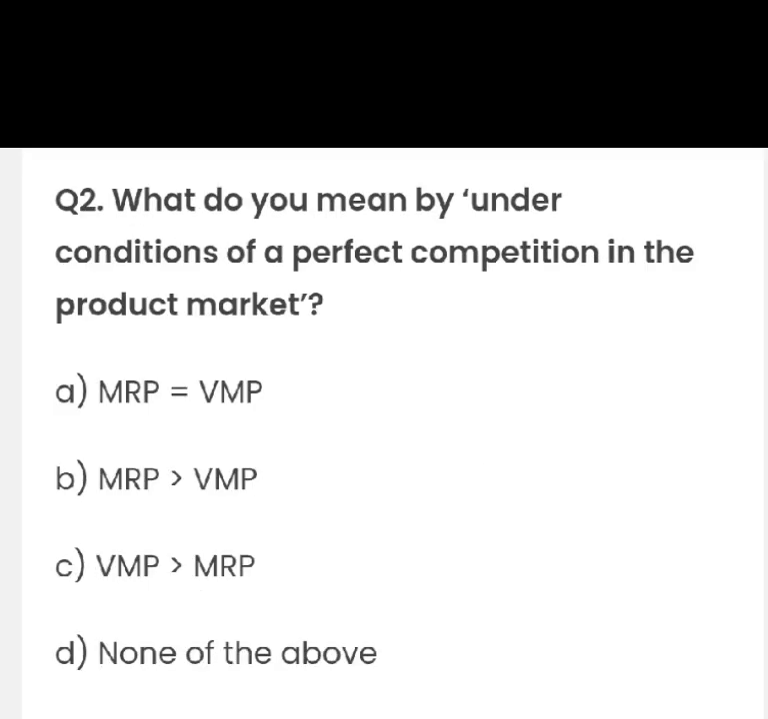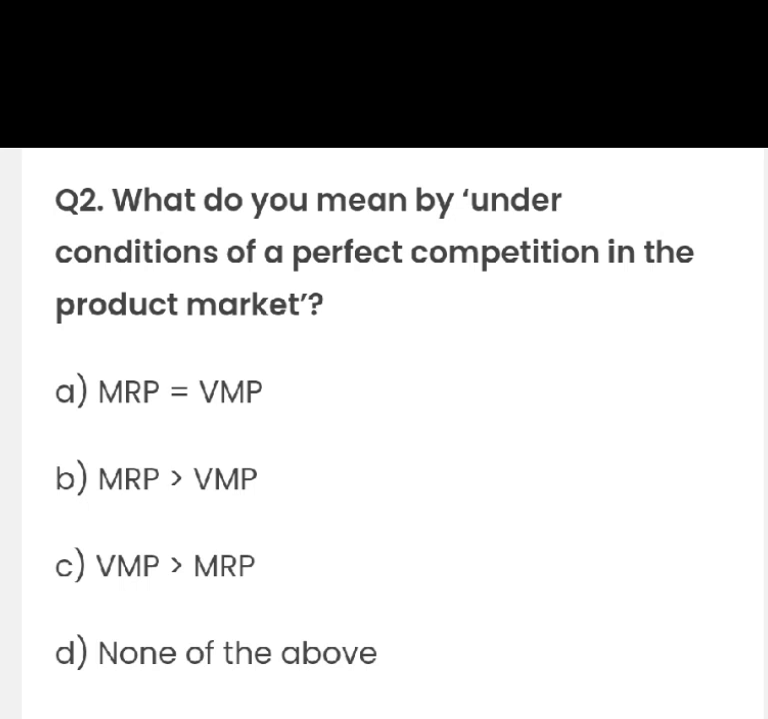Question number 2 is given here. What do you mean by under condition of a perfect competition in the product market? That means in the product market, what is the criteria of perfect competition? So here 4 options are given. Option A, marginal revenue product is equal to value of marginal product. Option B, marginal revenue product is greater than value of marginal product. Option C, value of marginal product is greater than value of marginal revenue product.